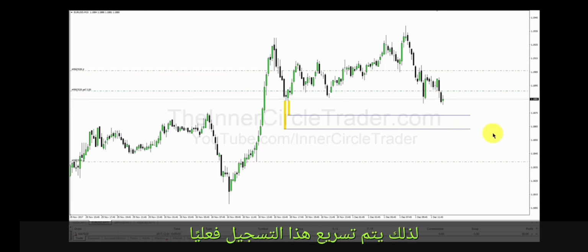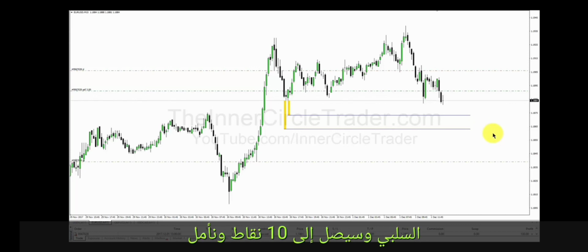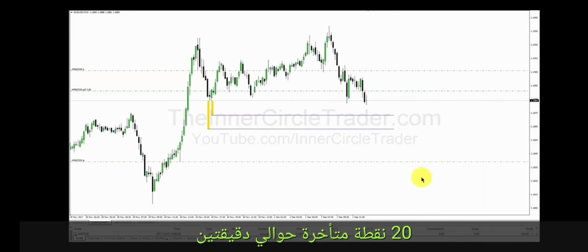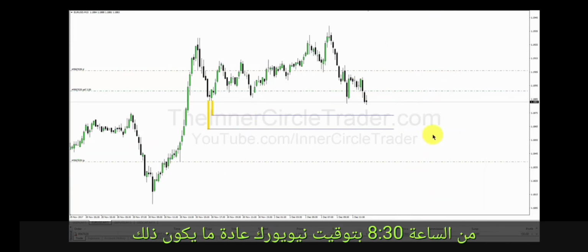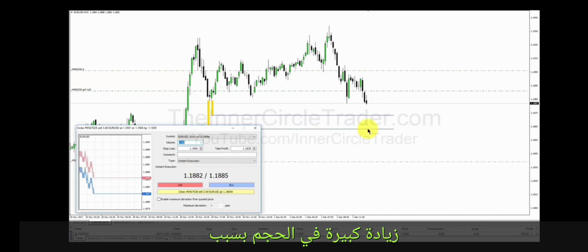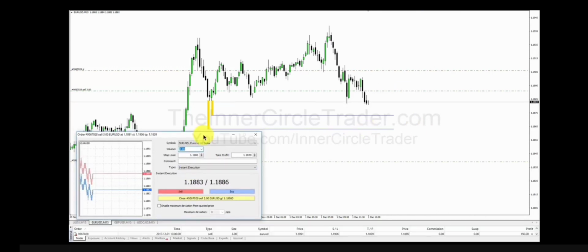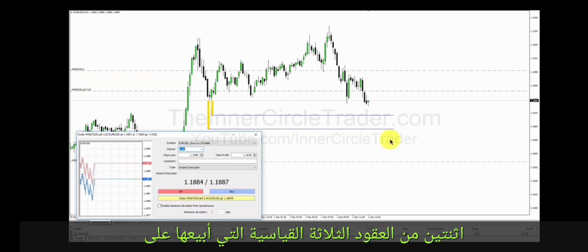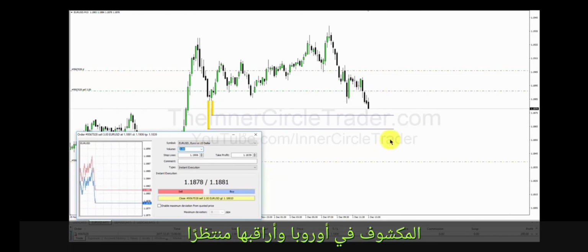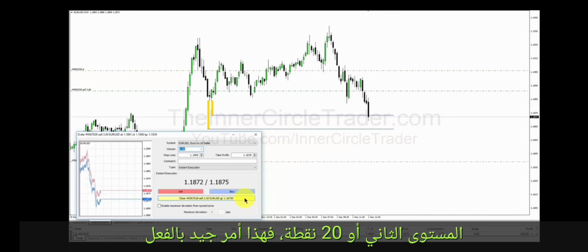So this recording is actually sped up for time purposes, but right now we're retesting the bodies of the candles at the previous short-term low, and now I'm going to be looking for expansion on the downside, and it'll reach 10 pips and hopefully 20 pips. It's about 2 minutes away from 8:30 New York time. Usually that's a big volume increase for volatility, and I'm setting my order up to collapse 2 of the 3 standard lots that I'm short on euro, and I'm waiting to see if price gets down to that second level or 20 pips.